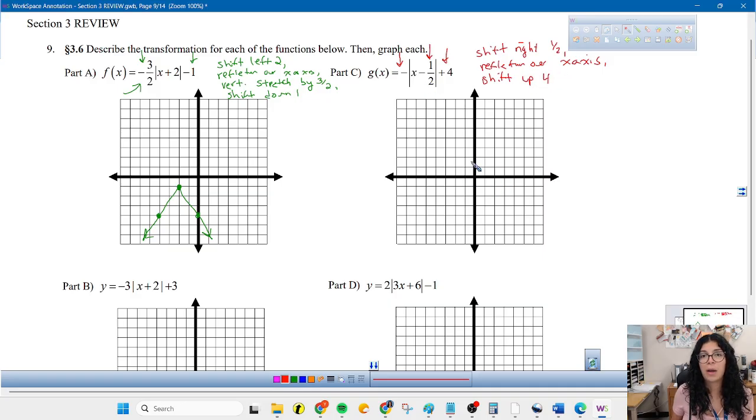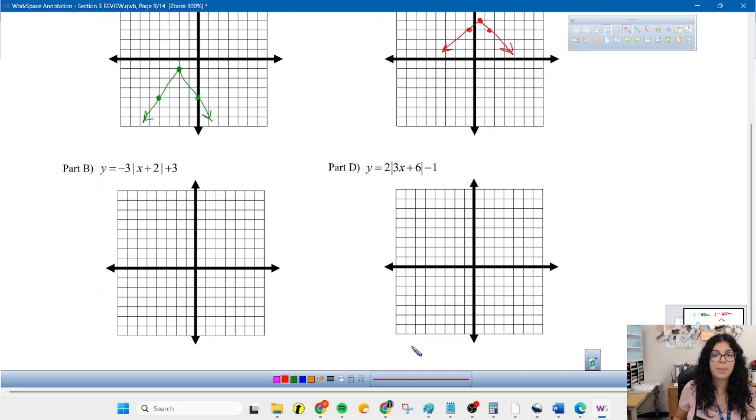Okay, so let's go ahead and graph it. So our vertex is going to be at 1/2, 4. And then our slope is going to be -1. So our slope to the right is down 1 to the right 1. And the slope to the left is down 1 to the left 1. And that's the graph.